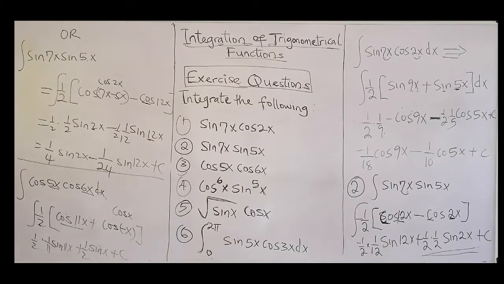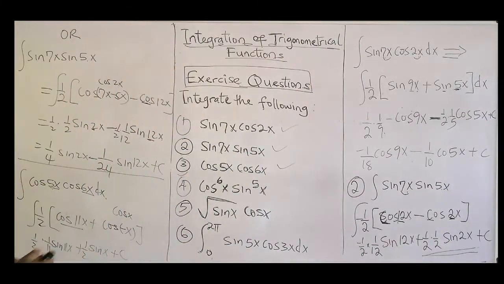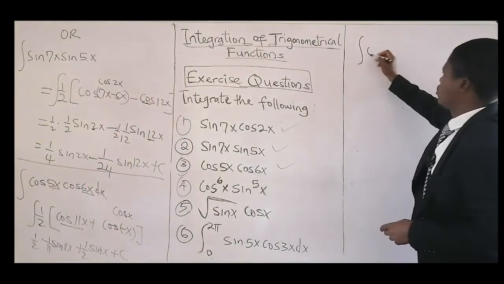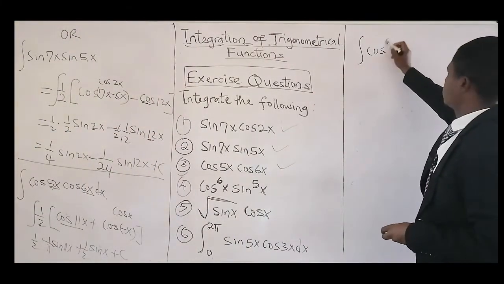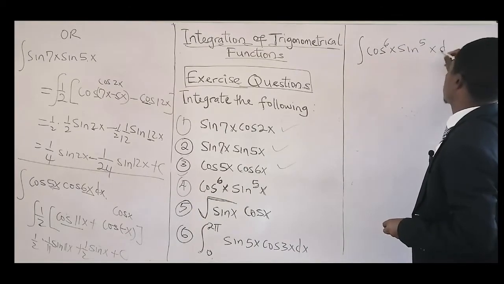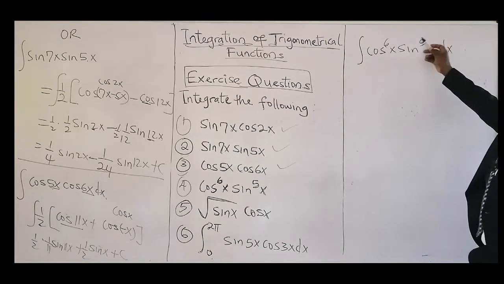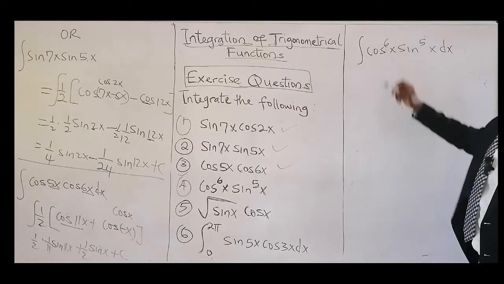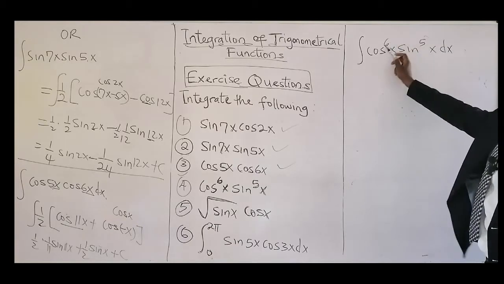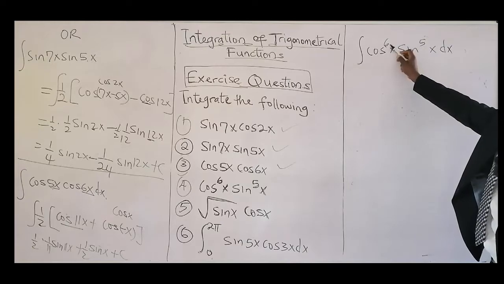Then we go to the next question, this is done, this is done, this is done. Then we go to question 4. Integral of cos to the power 6 x sine to the power 5 x. We said in the intro to this aspect that when you have an odd power, you go for the one that has an even power. You substitute for the base of the even power.